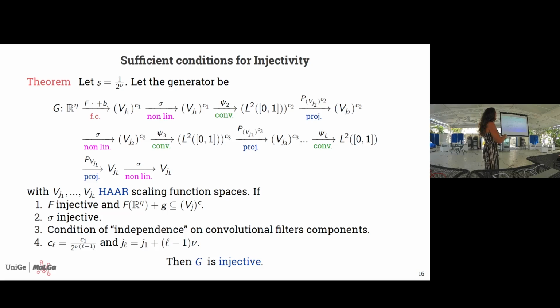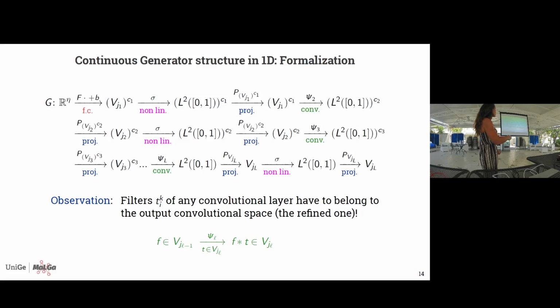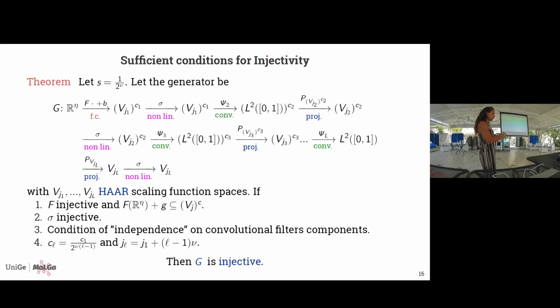This is our main result. We fix for simplicity the stride equal to 1 over 2 to the power of nu. As I said before, the stride is less than 1 because this nu is positive. We take the structure of the generator that I showed you before, but without the projection after the nonlinearity. If you remember, there was a projection after each nonlinearity. But in this theorem, we remove this projection.